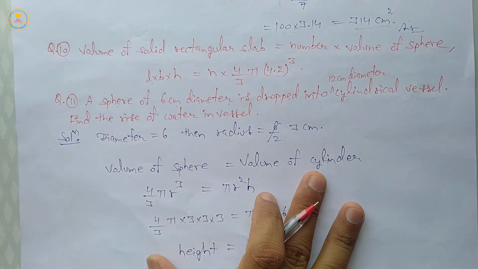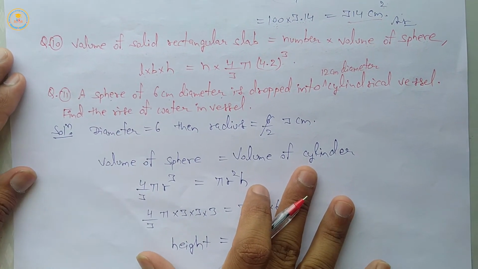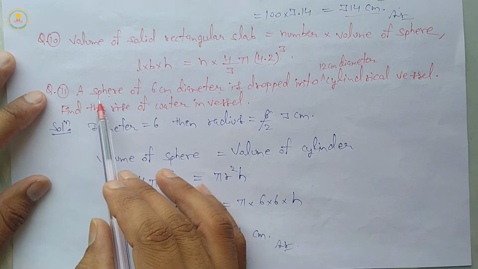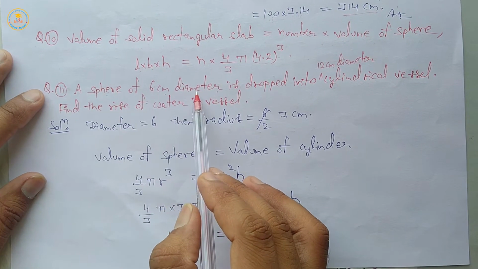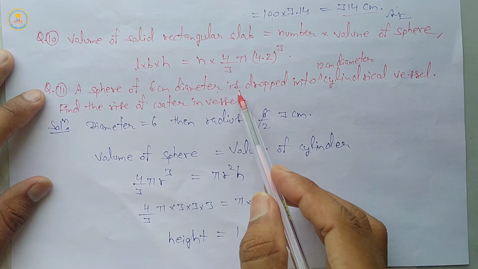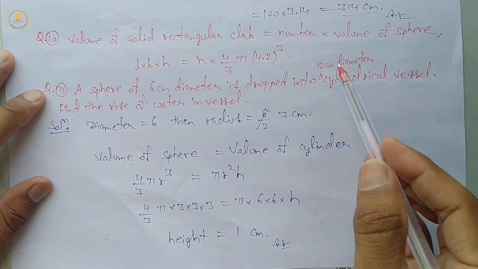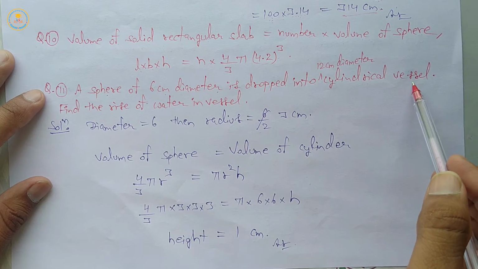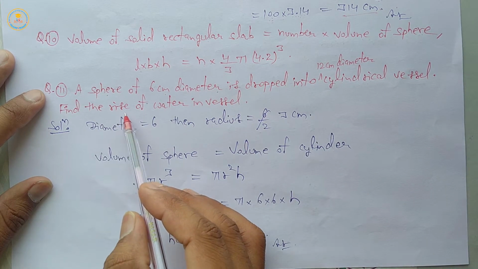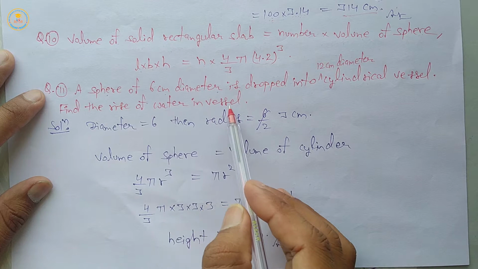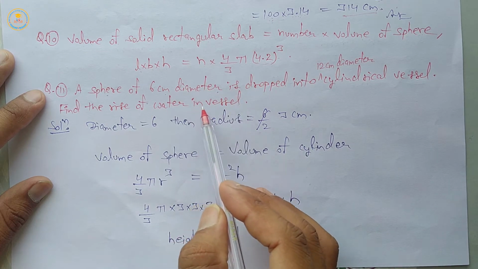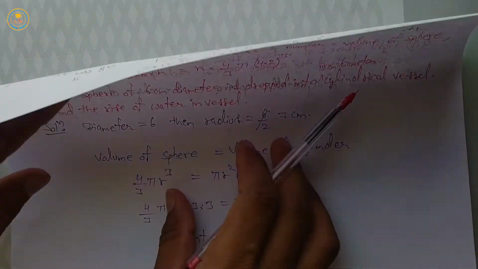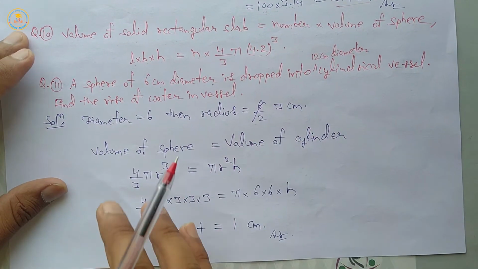Okay. Question 10 complete. Now, question 11. Question number 11. A sphere of 6 centimeter diameter is dropped into a 12 centimeter diameter cylindrical vessel. Find the rise of water in the vessel. Okay, rise of water in the vessel means the height in the vessel is to be calculated.